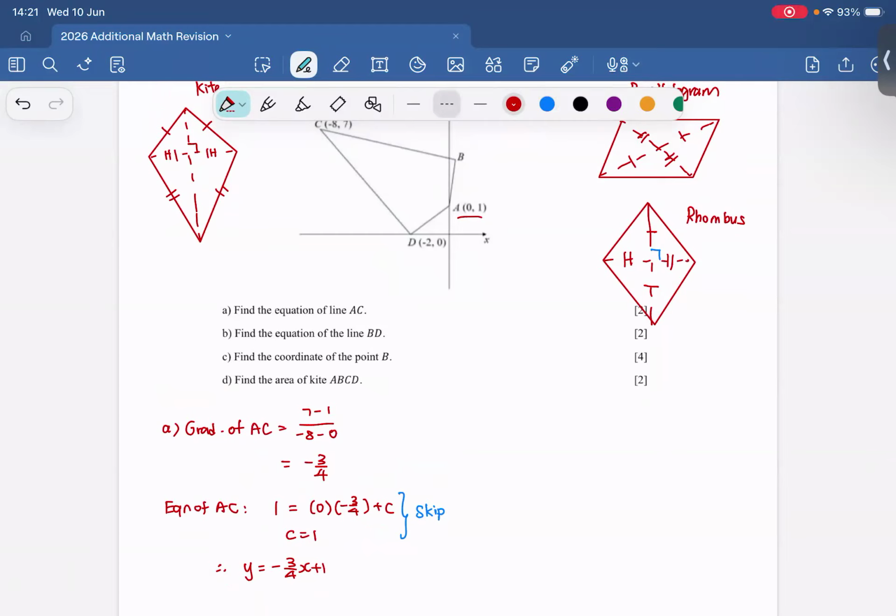Okay, for part 2, a guide for you, because this is a kite, we will know that they are perpendicular. Okay, so try.